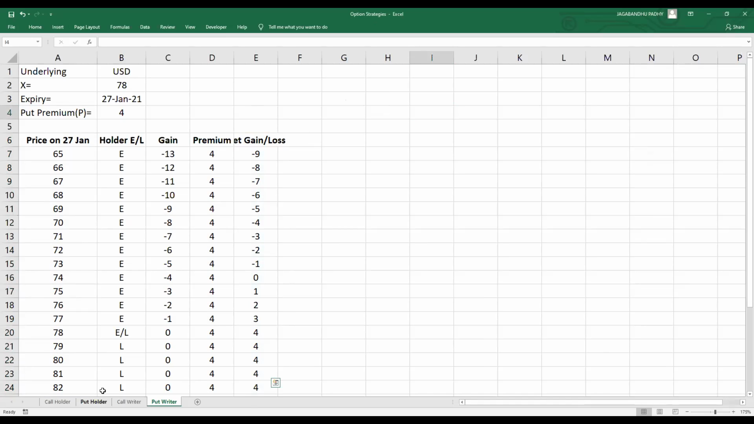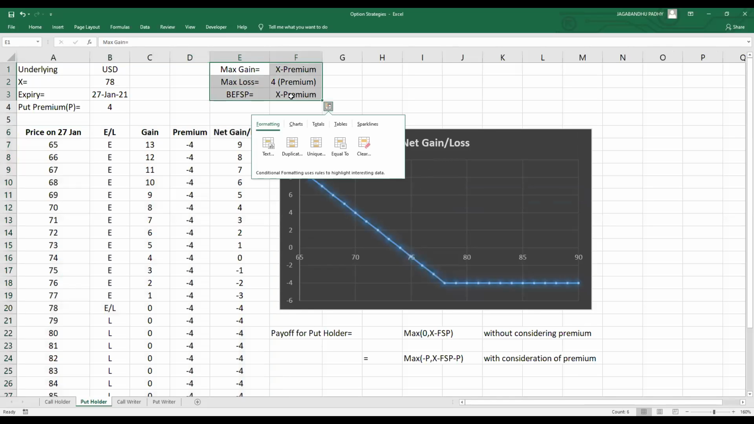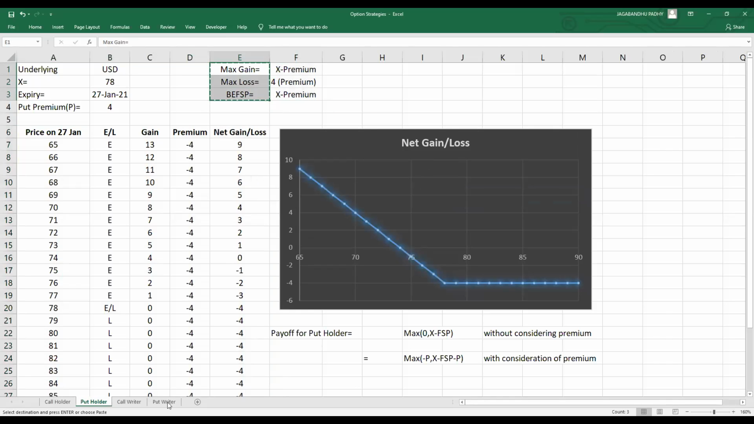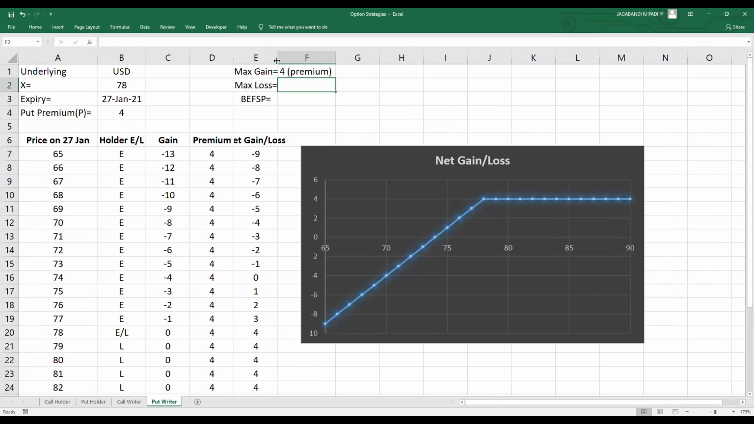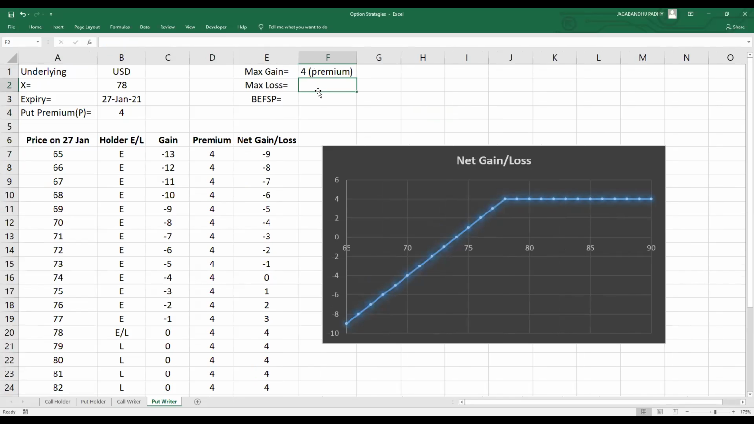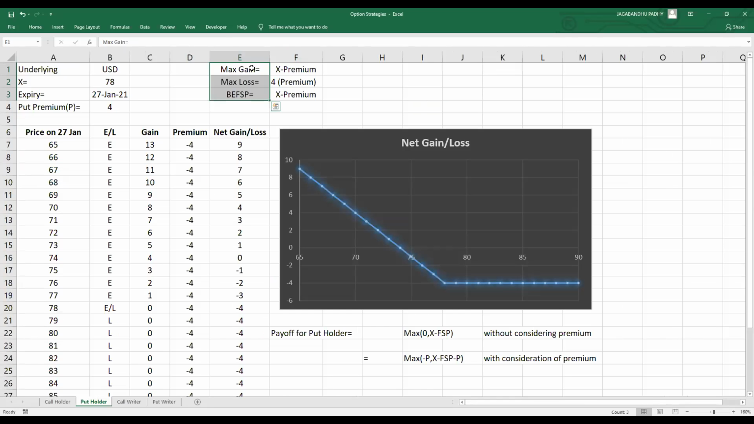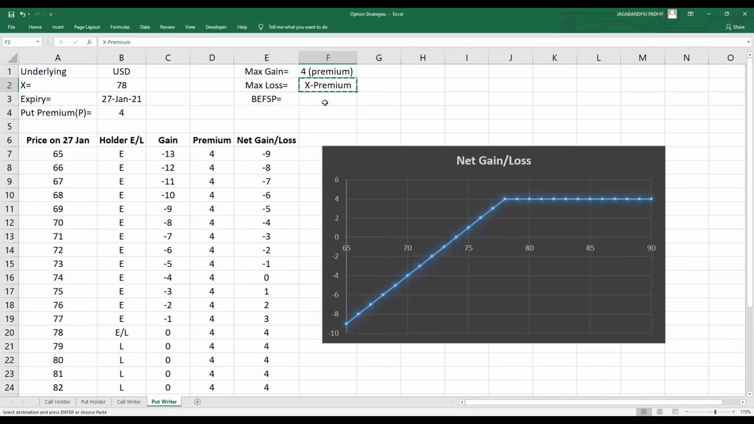Then finally coming up with these aspects. Maximum gain is going to be the 4 rupees, which is the premium. Then maximum loss, is it negative? Is it infinite? Maximum loss, is it going to be infinite? No, sir. That's going to be the maximum gain that was possible over here, which is strike price minus the premium. And that is also going to be the break-even FSP. So break-even FSP, we observe that it is 0 over here, 74, which is strike price minus premium.